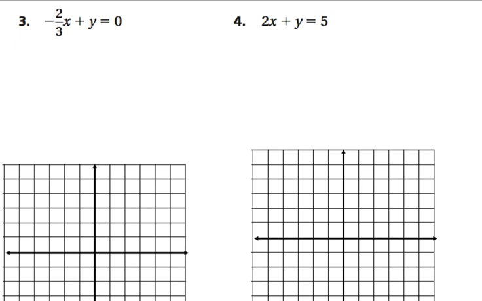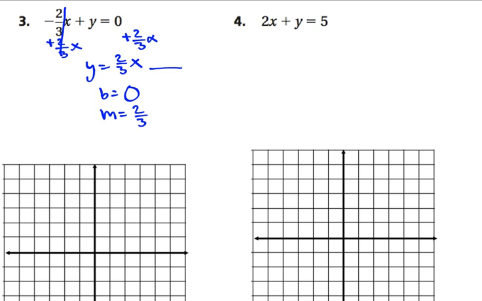Okay, negative 2/3 x plus y is 0. Let's go ahead and add 2/3 x to both sides. And that gives y equals 2/3 x. That one's actually done. The y-intercept is not written here because it's 0. Plus 0 you don't tend to write. And the slope will be 2/3.